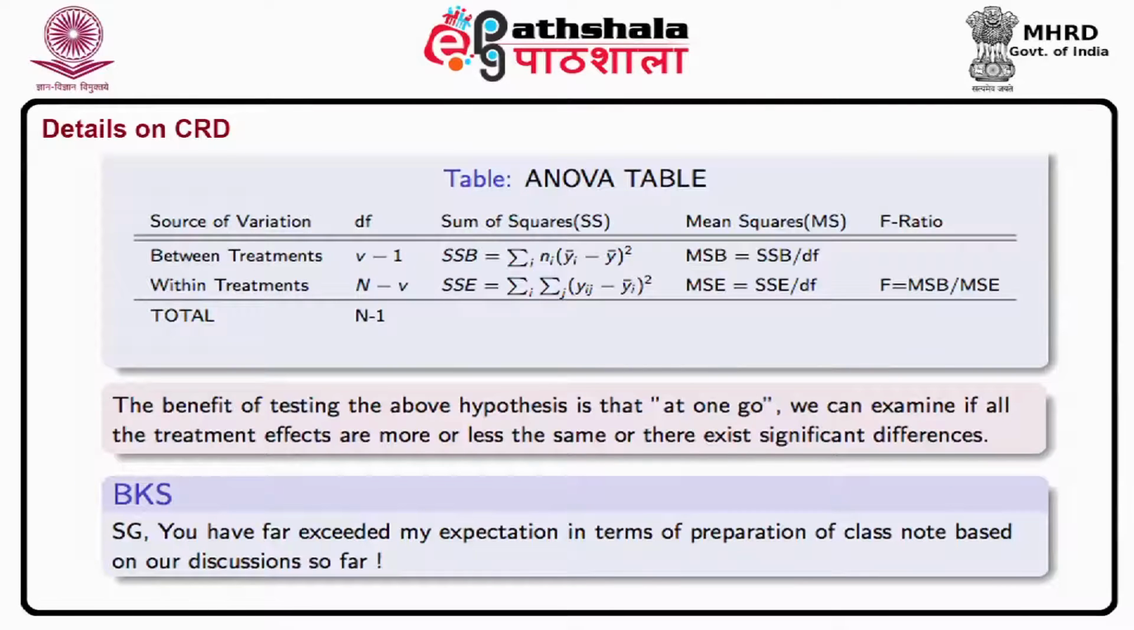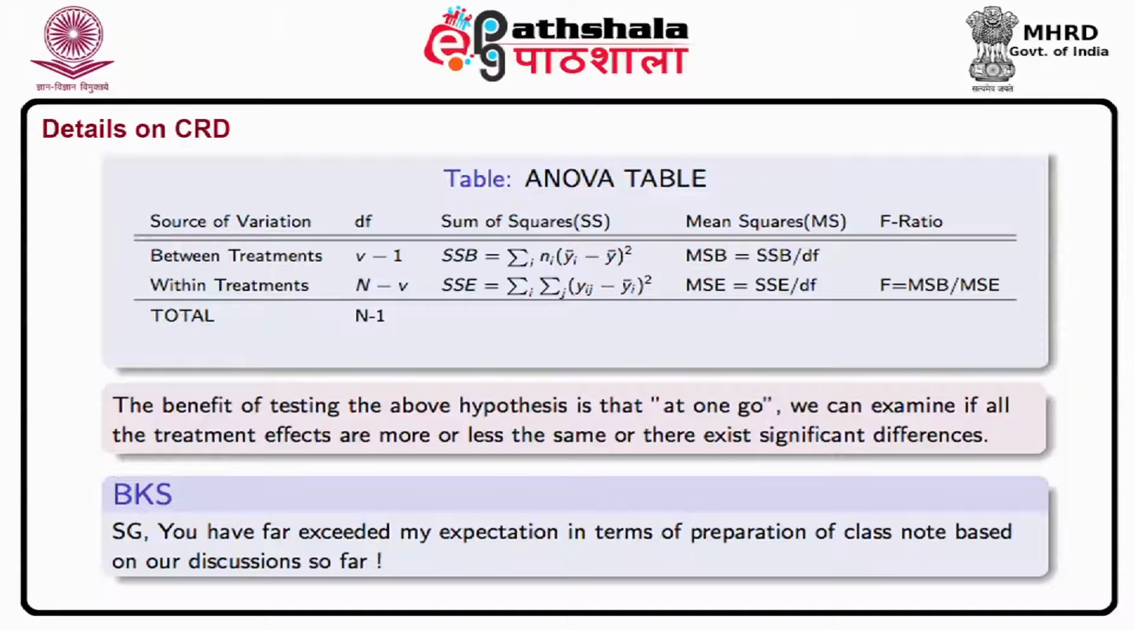So the ANOVA table will look like this. The sources of variation will be between treatments and within treatments, and corresponding to between treatments, the degrees of freedom will be v minus 1. The sum of squares between, SSB, is equal to summation i, ni into yi bar minus y bar whole square. The MSB is equal to SSB by the degrees of freedom, and for within treatment, the degrees of freedom will be N minus v, etc., as is shown in the ANOVA table. SSE and MSE were discussed earlier. So the F will be MSB by MSE. And the total degrees of freedom is capital N minus 1.